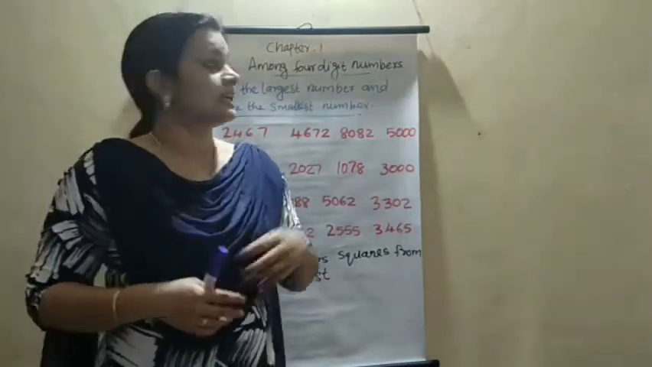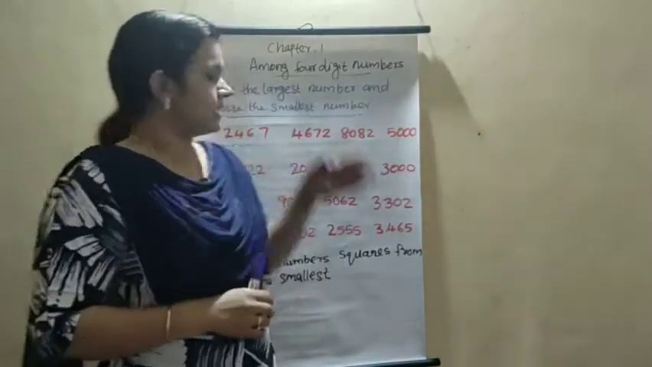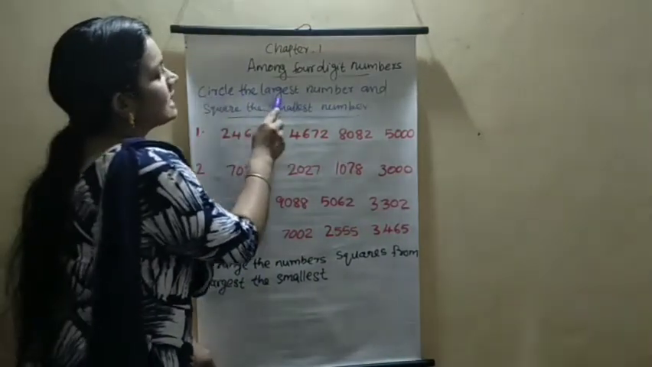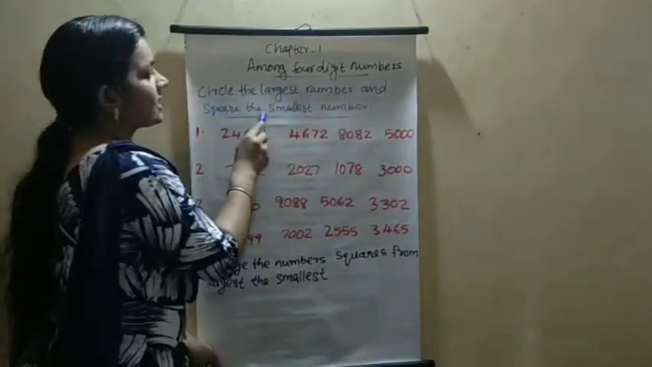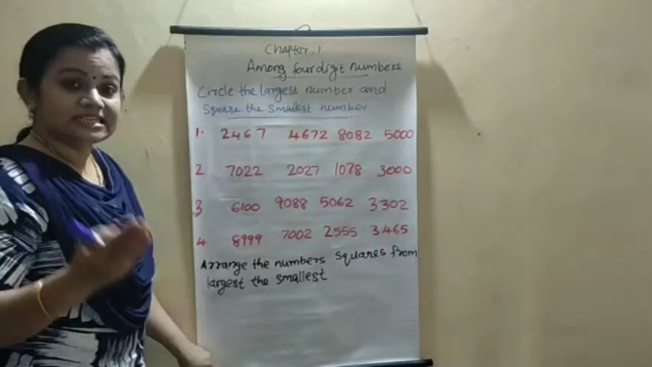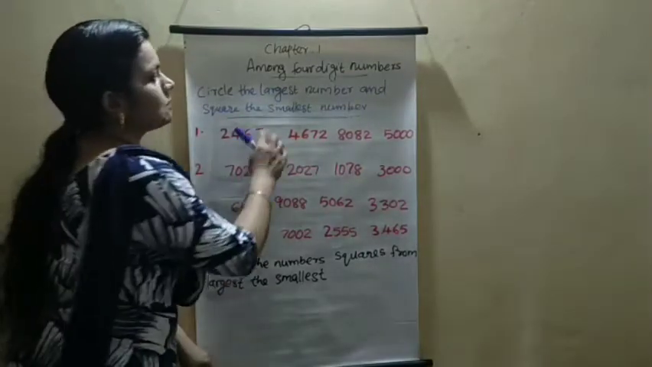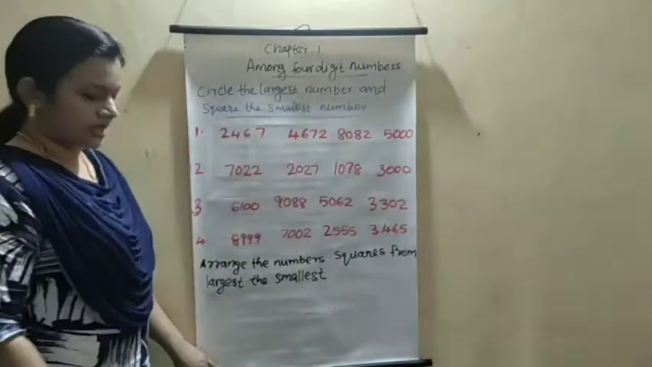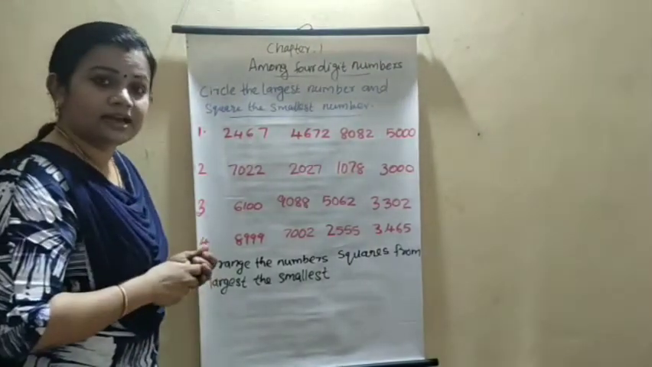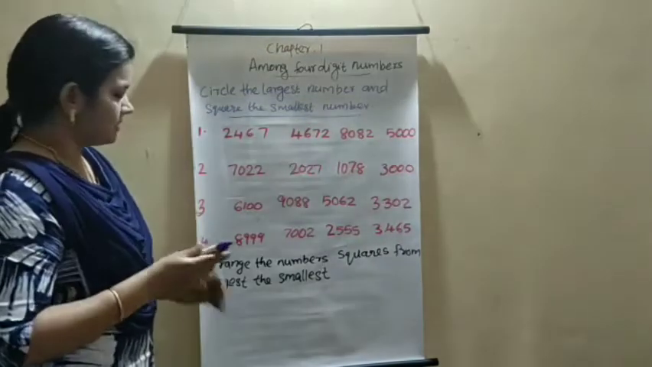Now we are discussing how to find the smallest number and the largest number. Some groups of numbers are given here. Then circle the largest number and square the smallest number. First of all, find the largest number and circle it. Next, find the smallest number and square it. We already know how to find the smallest and largest number. So first of all, we are reading the 4-digit numbers.